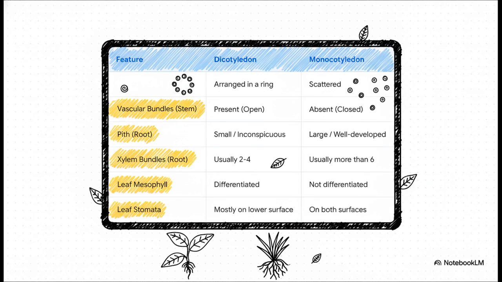The organized ring in the dicot stem versus the scattered bundles in the monocot. The all-important presence of cambium in dicots, which lets them grow wider. The completely different root structures. This right here, this is the secret code that explains why a massive oak tree and a simple blade of grass are so fundamentally different on the inside.